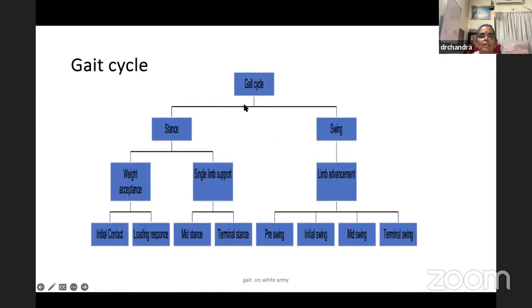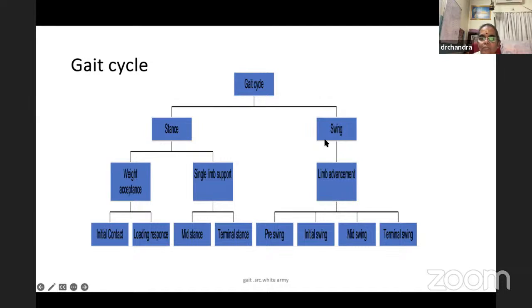So gait cycle has got a stance phase and a swing phase. Swing phase starts when the toe clears, and stance phase starts when the heel strikes, with weight acceptance by that limb which is in stance and single limb support. So weight is accepted by one limb and that limb supports, and then it has got an initial contact, then the loading response, and the mid stance and terminal stance. So this whole is the stance phase, the limb which is touching the floor.